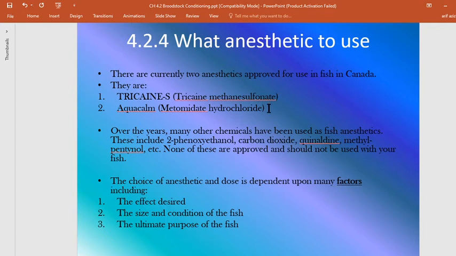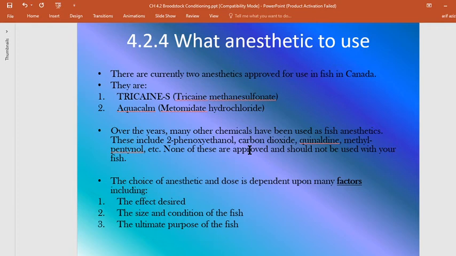Over the years, many other chemicals have been used as fish anesthetic. These include phenoxyethanol, carbon dioxide, quinaldine, and methylpentynol, and none of these are approved and should not be used with fish. Ini adalah contoh-contoh chemical yang biasa orang guna, tapi these chemicals are not approved ataupun tak digalakkan digunakan sebab ia boleh mendatangkan kesan sampingan.